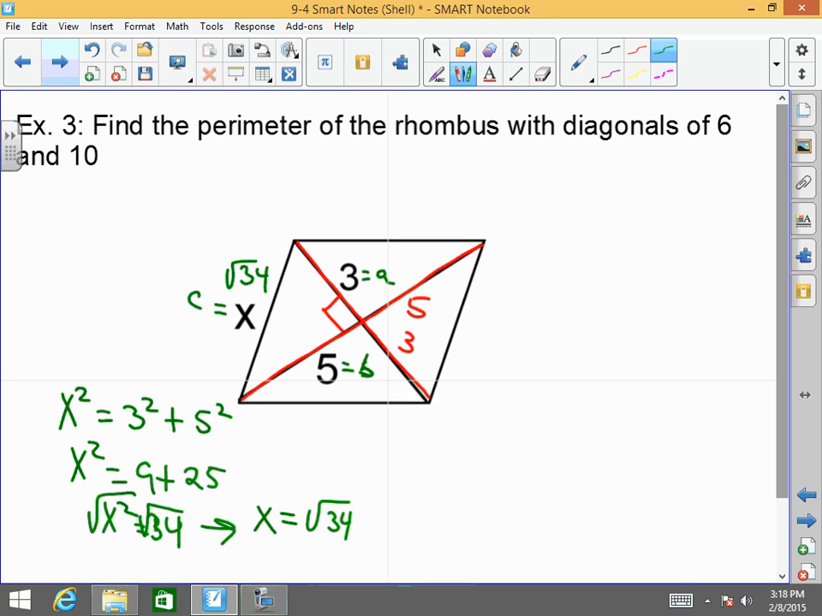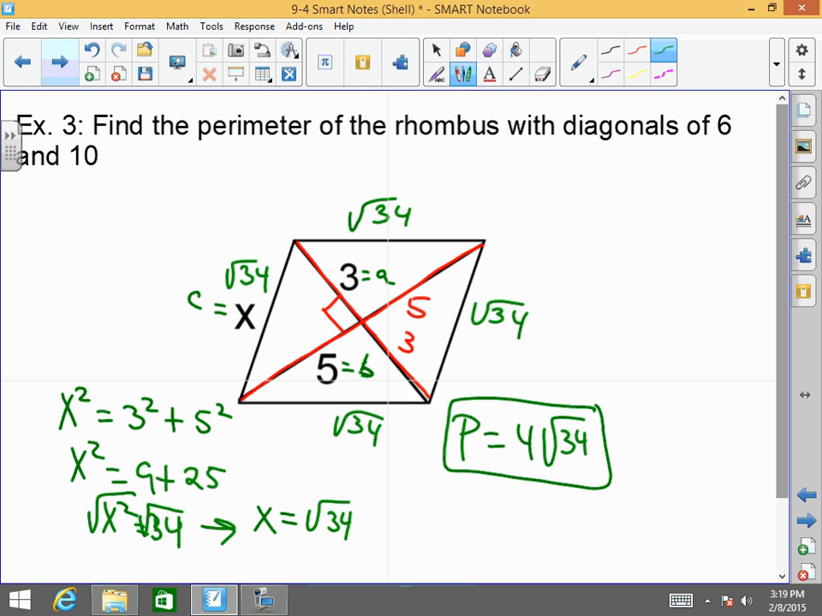Okay, that's awesome. But I want to find the perimeter of this rhombus. Please remember that a rhombus is a quadrilateral with 4 congruent sides where the diagonals are perpendicular bisectors of each other. So therefore, this side is square root of 34, this side is square root of 34, and this side is square root of 34, making the perimeter 4 times the square root of 34. Because if you add up the square root of 34 4 times, you're going to get 4 square root of 34. Okay? Hopefully you're seeing this is kind of cool, kind of neat, and fun.